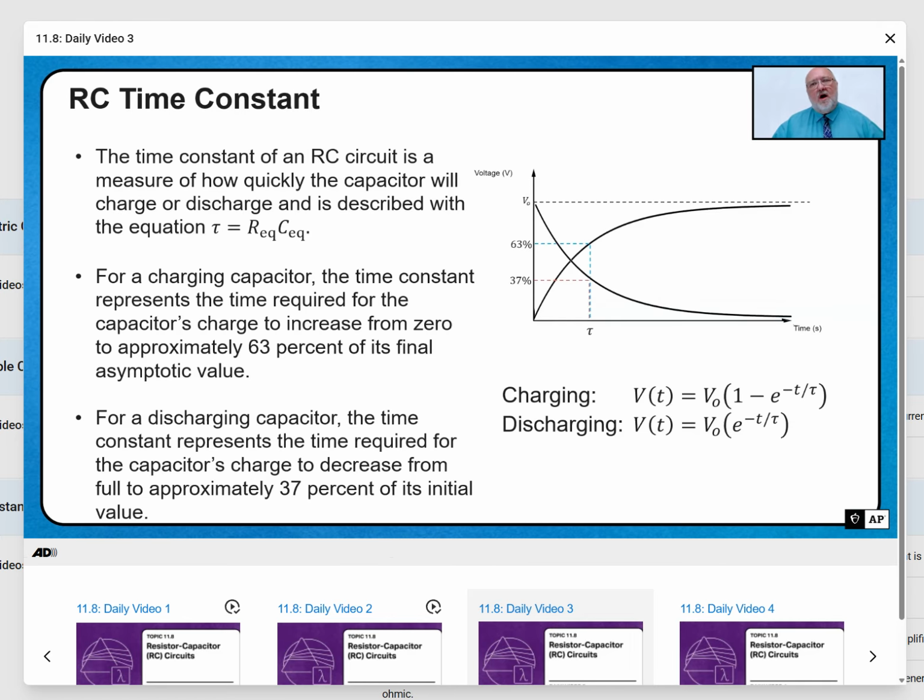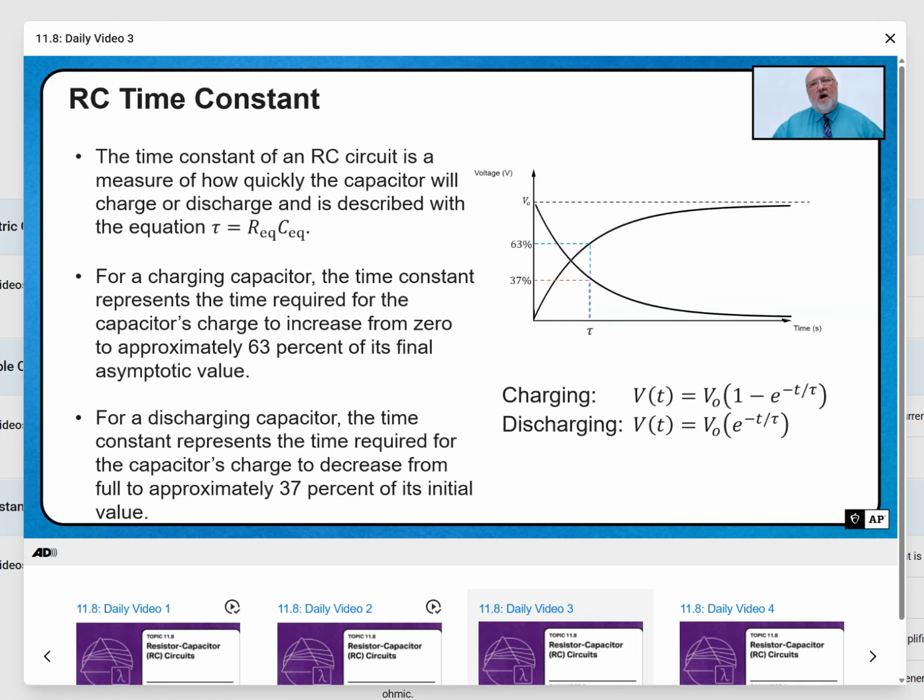So V naught in the circuit we have in question here would be the voltage of the battery, times 1 minus e raised to the negative time over the time constant. If you think about it, when little t is equal to tau, the time constant, then that's e raised to the negative 1. If you grab your calculator, you will realize that e raised to the negative 1 is about 37%. So that's where those two percentages come from. Not nearly as random as it first seemed.